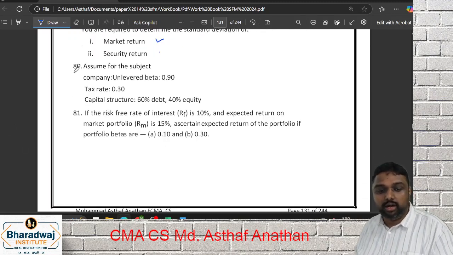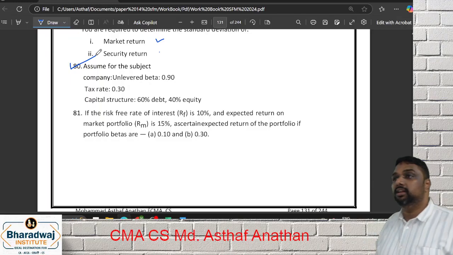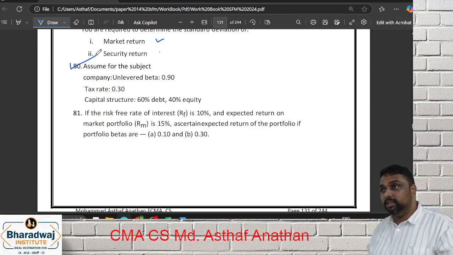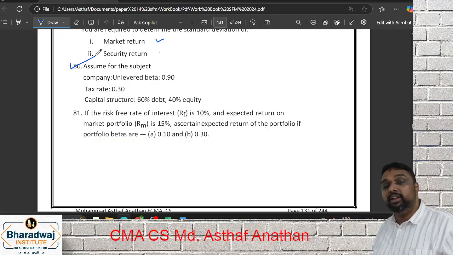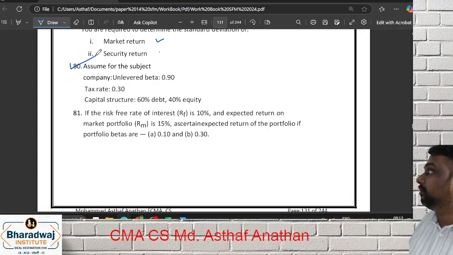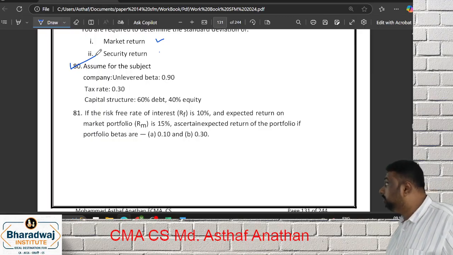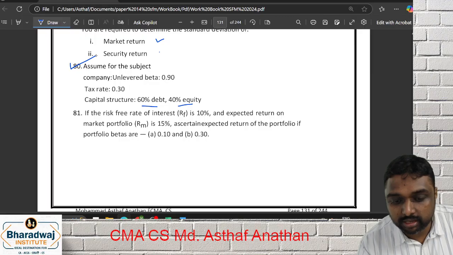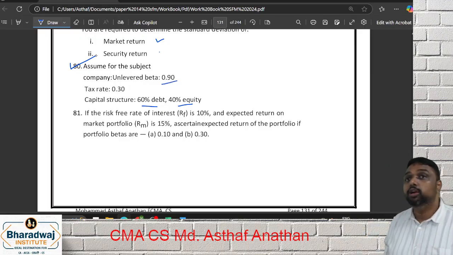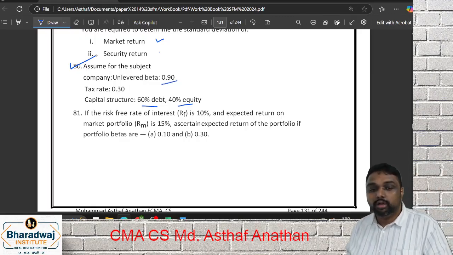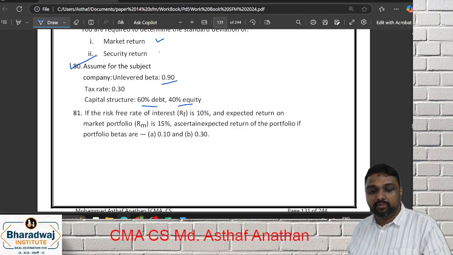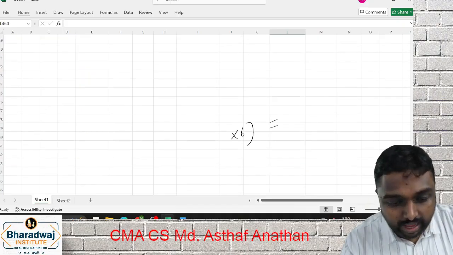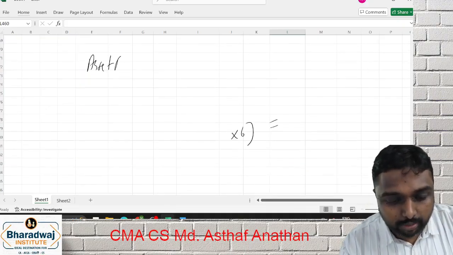Here comes the concept of our asset beta. Your study material has only one question on this asset beta, but we took it separately in the part after the portfolio chapter. We'll do this question alone, asset beta. They gave 40% and 60%, unlevered beta, equity beta is 0.9. So how will you get it, my dear friends? Tax rate is 0.3. So you have to find out your asset beta.